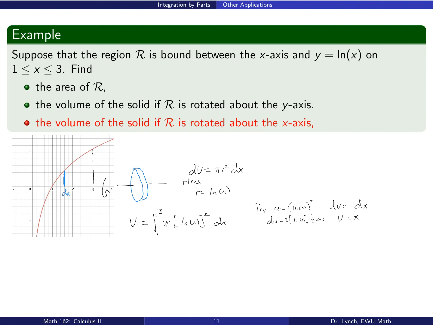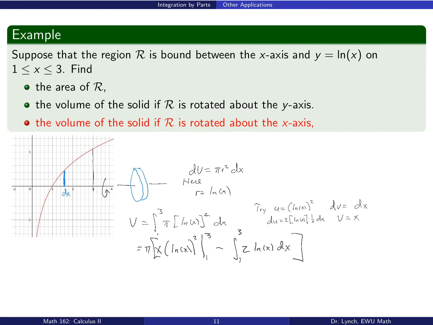So we'll just try integration by parts here with u equal to the natural log squared and dv equals dx. We can see that du has to be 2 times the log of x times 1 over x dx, and that v has to be x. Using integration by parts formula, we can write our integral as u times v minus integral of v du.